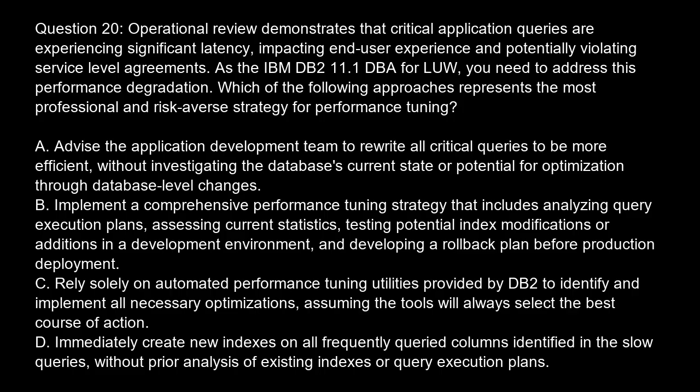Option C. Rely solely on automated performance tuning utilities provided by DB2 to identify and implement all necessary optimizations, assuming the tools will always select the best course of action. Option D. Immediately create new indexes on all frequently queried columns identified in the slow queries, without prior analysis of existing indexes or query execution plans.